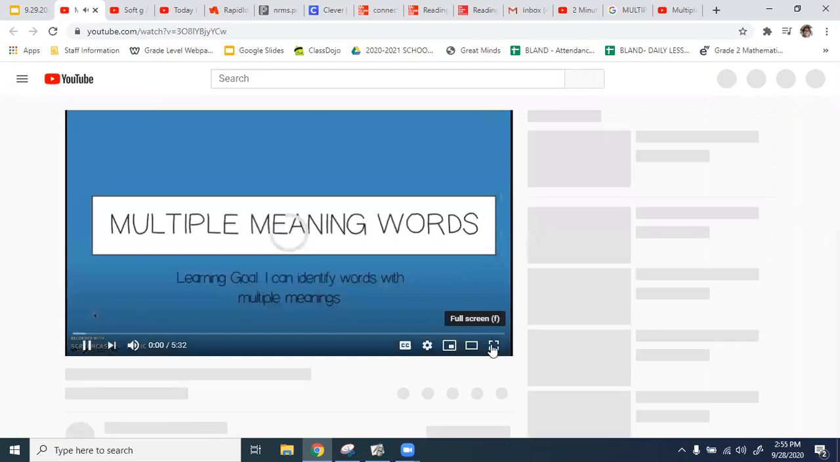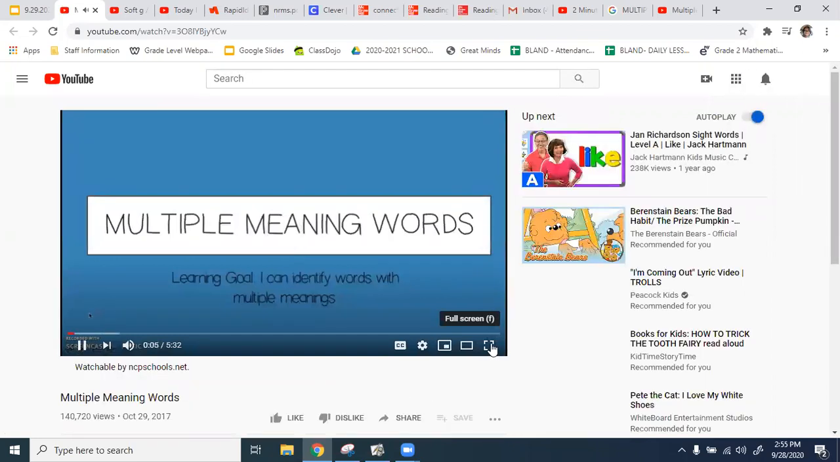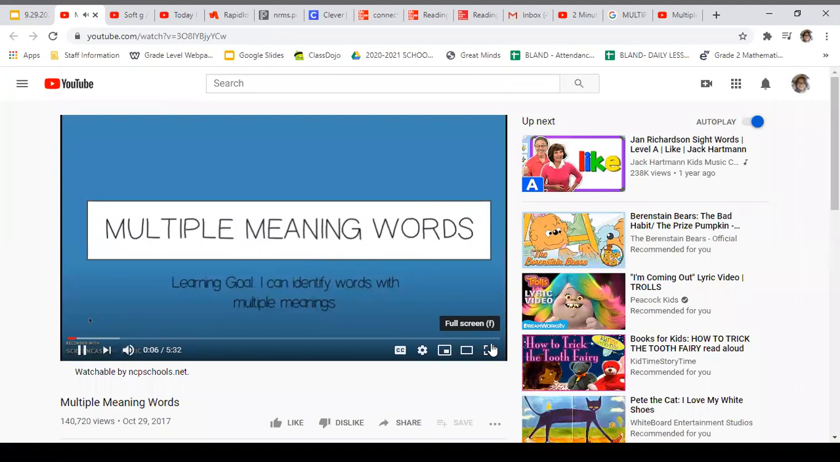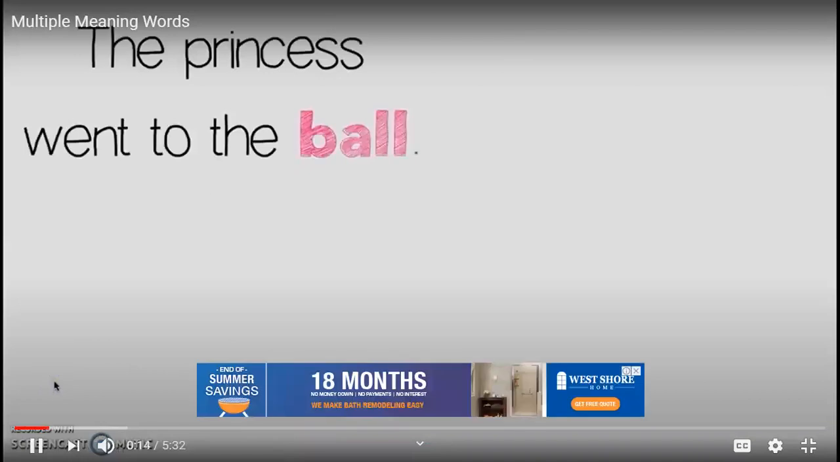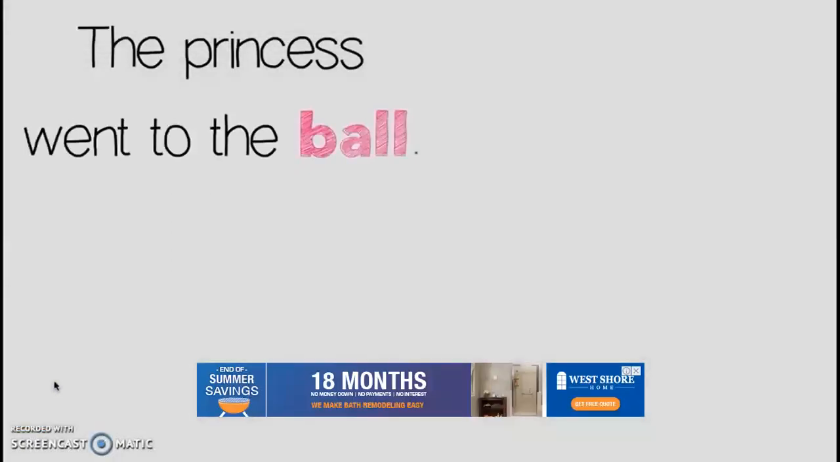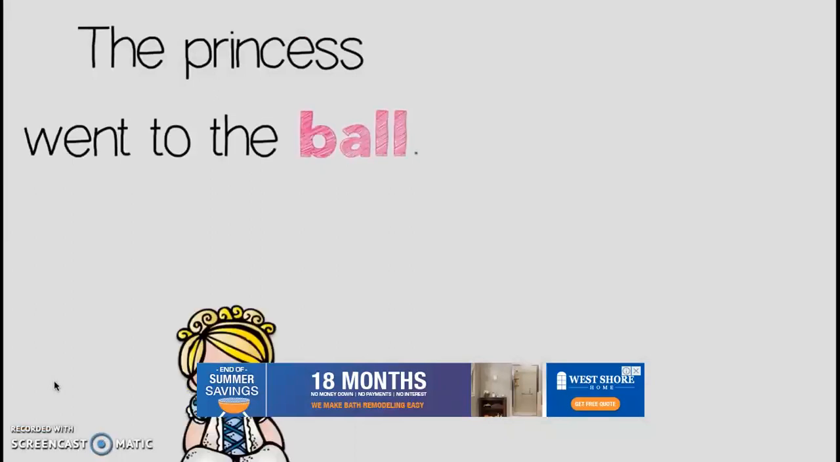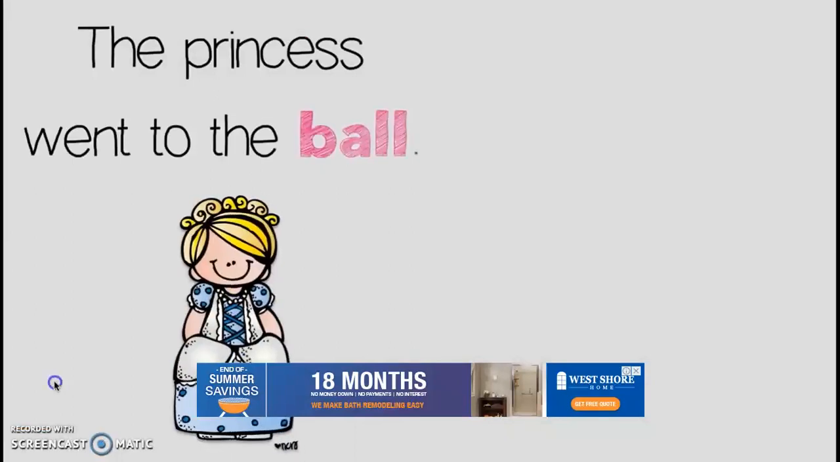Hi friends, today's lesson is all about multiple meaning words. The other day I was reading this book and I got a little confused. Let me show you what happened. On the first page, I read this. The princess went to the ball. Ooh, and I thought about Cinderella, one of my favorite stories of all time. And in that, the princess goes to a ball. And I know that that means the princess went to a dance.